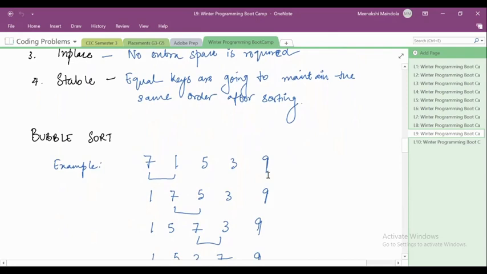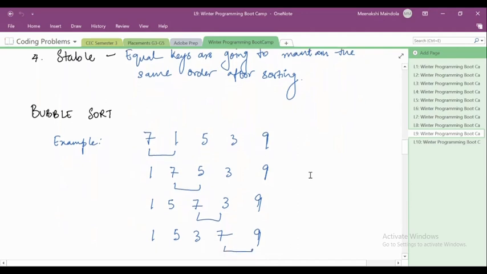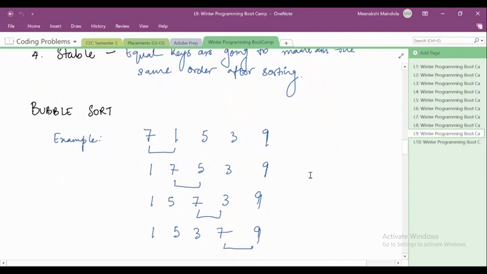And we also understood why stability is important. Say for example you have key value pairs, or say you have first name and last name that you want to sort, and then you actually use sorting on, let us say, alphabets or strings.